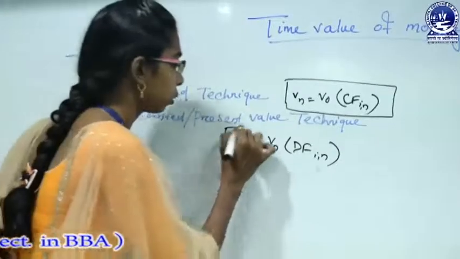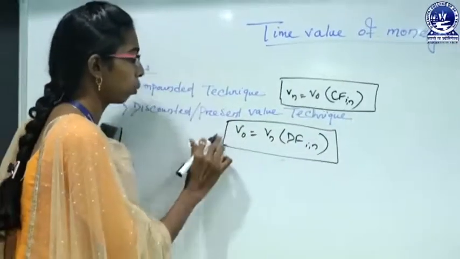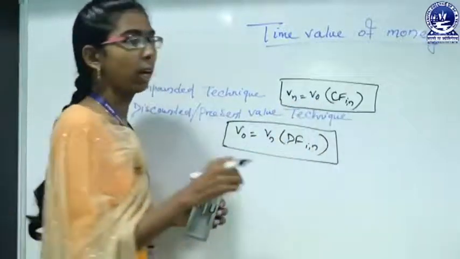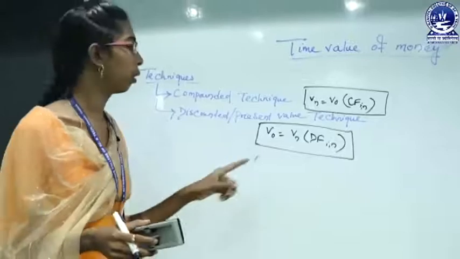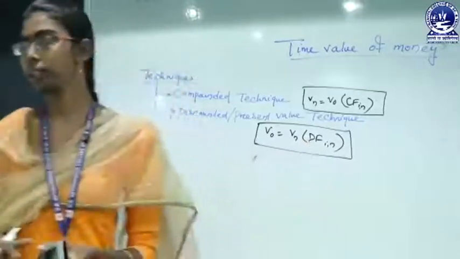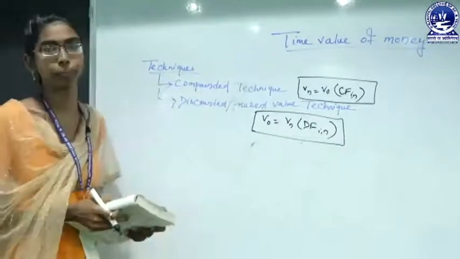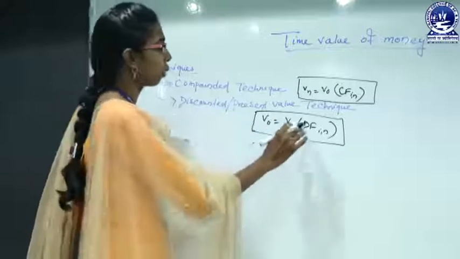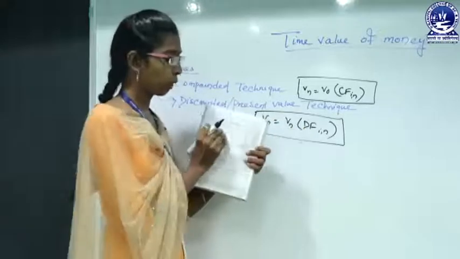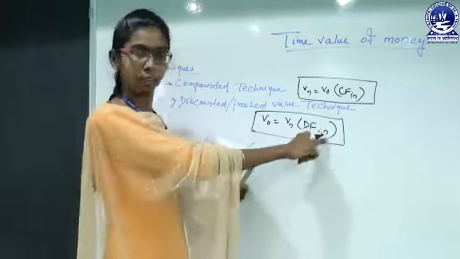Like the compounded factor table given in the book, after 2 pages there will also be a table for the discounted factor. The link will also be given. So this is the discounted factor table. We are going to take the value from here, with I as the interest rate and N as the year.